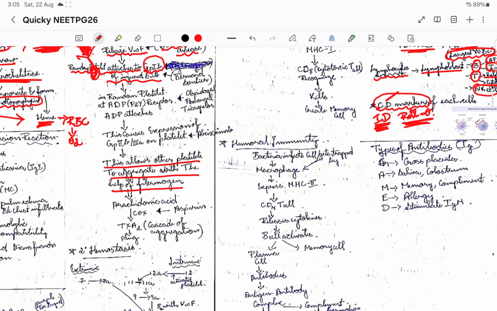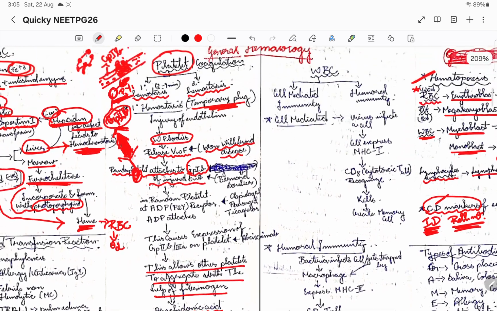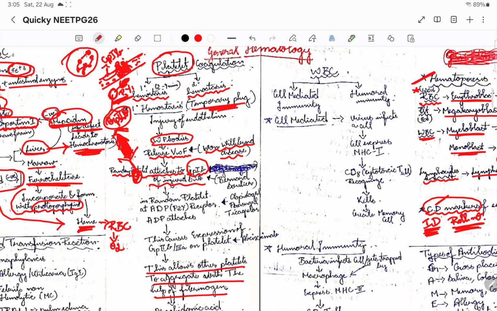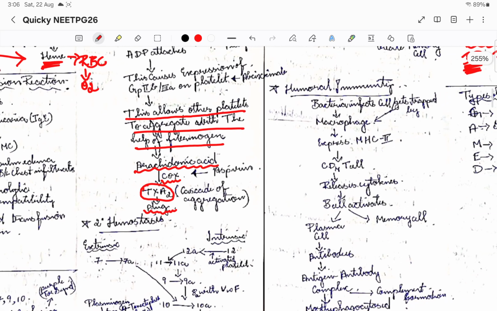Then after the attaching of fibrinogen, there occurs another cascade of reaction where arachidonic acid starts secreting COX. When the COX is released, there is thromboxane A2 generation in that particular platelet, and plug formation will start happening. This is the entire reaction of primary hemostasis that you should be aware of. Then after formation of primary hemostasis, there is secondary hemostasis.